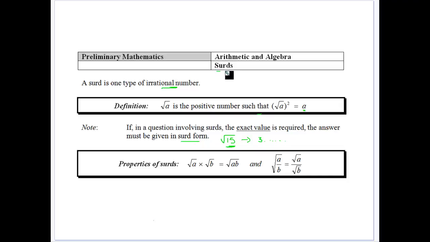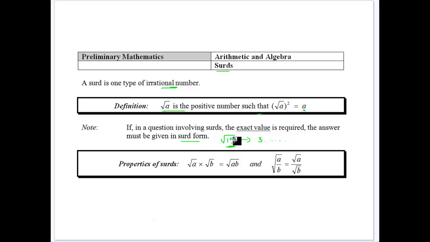Well, hopefully you know a surd is an irrational number, written in this form where you've got the square root of a number. And what is a square root of a number? It's basically the situation where you could square it and get back to the original number. Now, as we said, surds we want to write as an exact value.